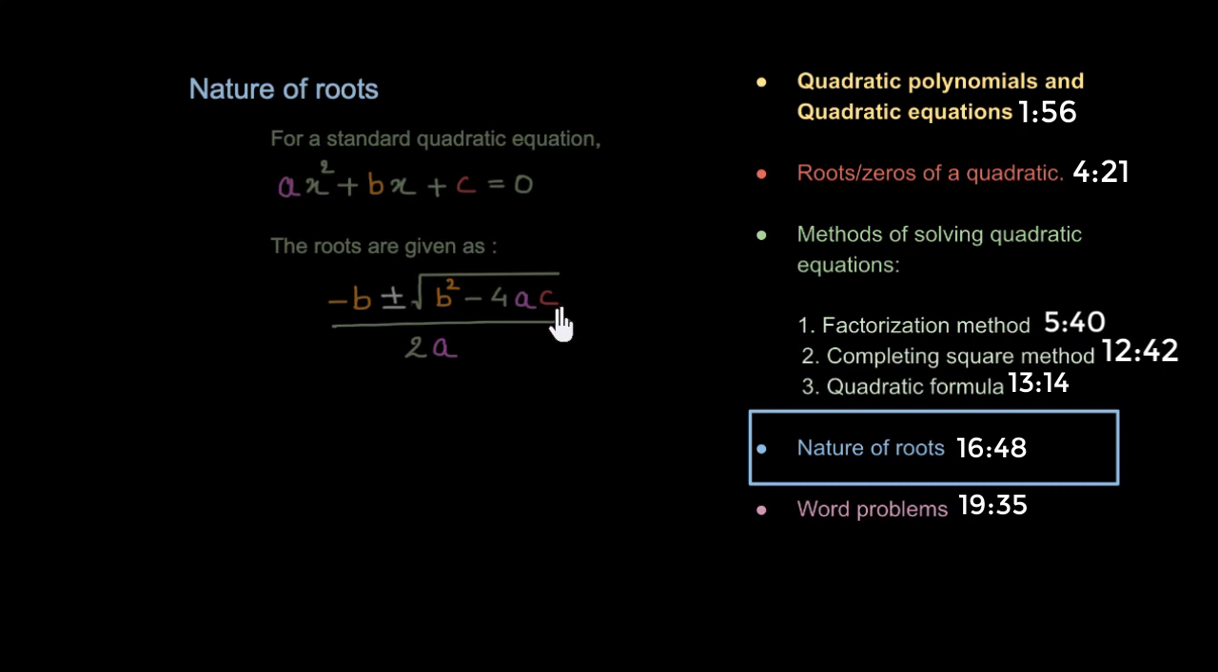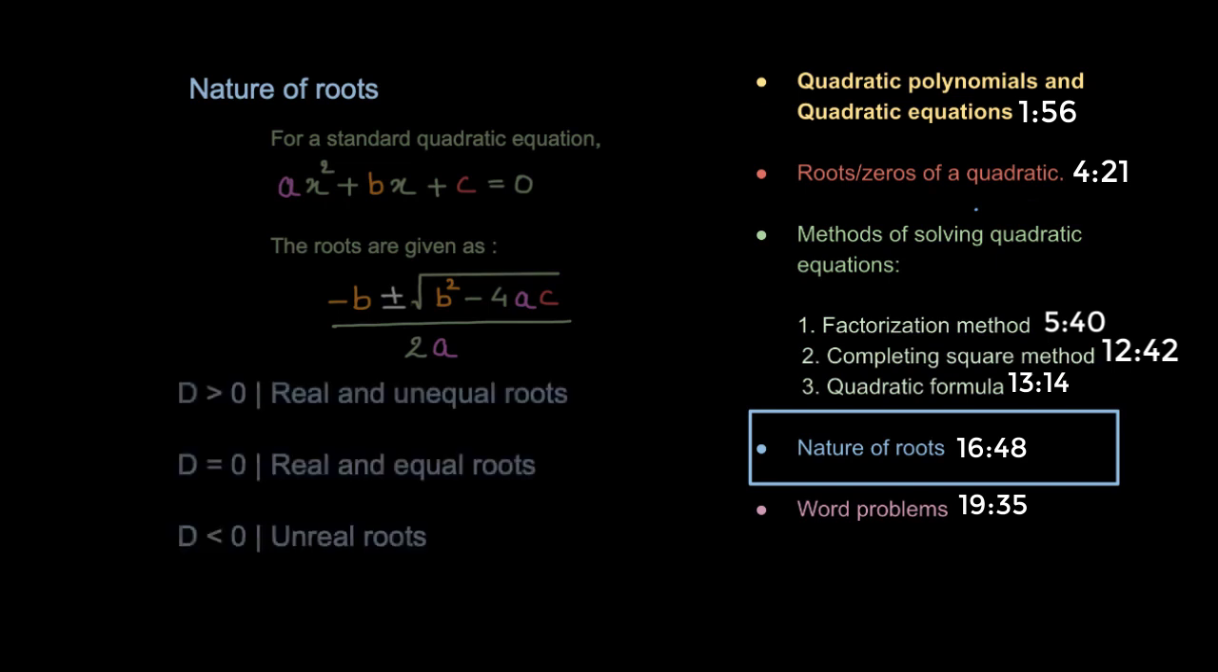And how can that be possible? If the quantity inside the square root is non-negative, then this entire root would be real. And if the quantity inside this root is negative, then we'll say that the value of these roots would be unreal. So the major deciding factor for the roots to be real or unreal is the quantity inside the square root, that is the discriminant.